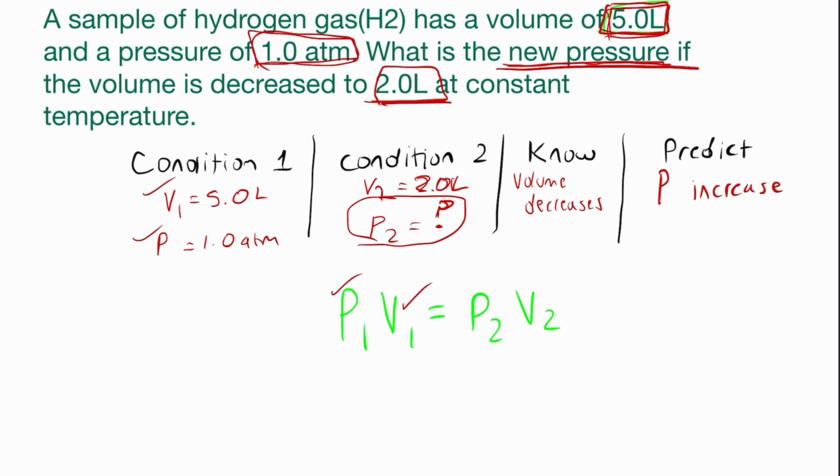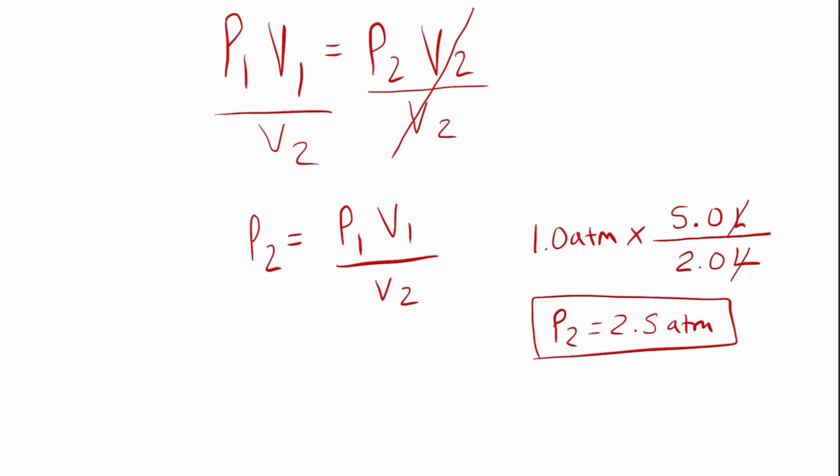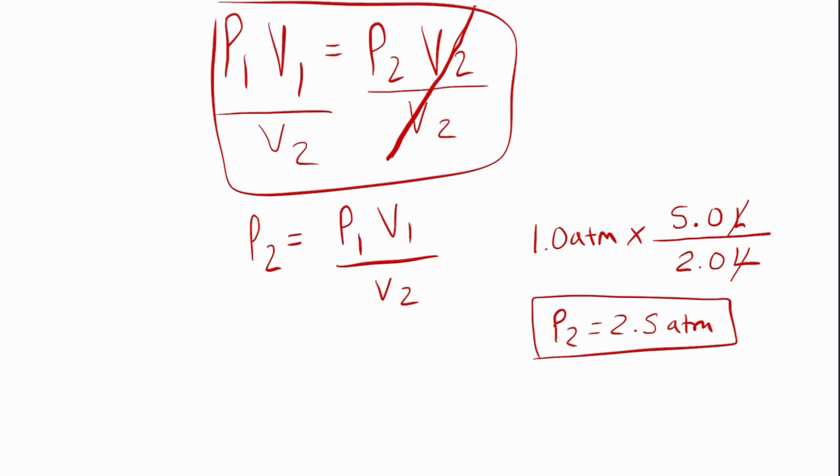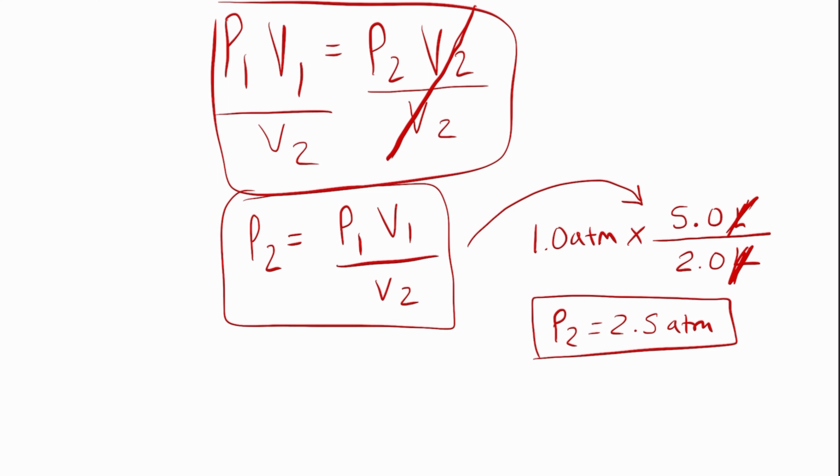Because remember, we know that the volume decreased, and since the volume has decreased, the pressure must increase. All right, so we used our P1 V1 equals P2 V2. We got rid of some of our conditions, and we're left with P2 equals P1 V1 over V2. And we can just go ahead and plug in our units, cancel, punch in our calculator, P2 equals 2.5 atmospheric units.